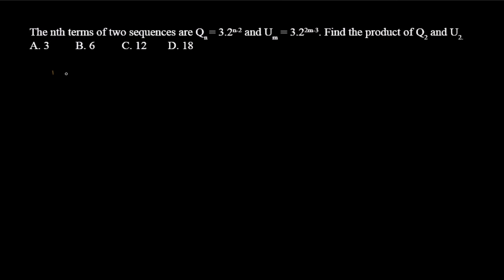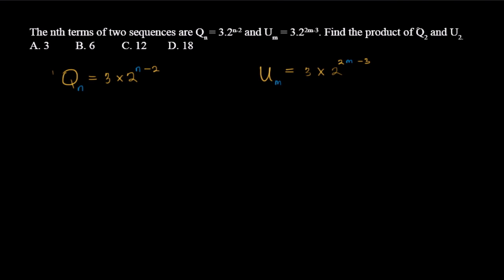For the first one, q sub n equals 3 times 2 to the power n minus 2. This is the nth term of the first sequence. Now for the next sequence, u sub m equals 3 times 2 to the power 2m minus 3. This is what we have.